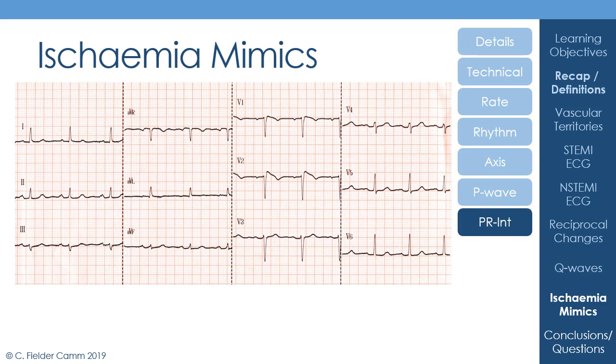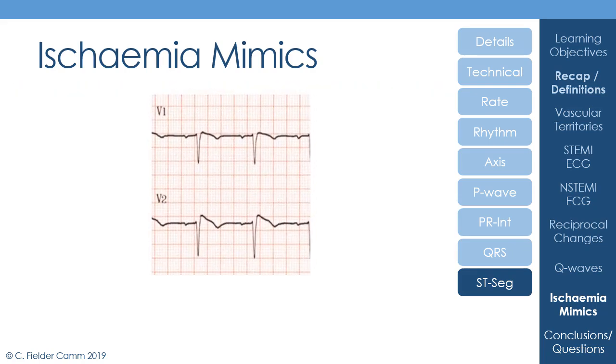PR interval appears to be probably at the upper limit of normal. It's about 200 milliseconds. The QRS complex is narrow, and the amplitude is not significant to suggest LV hypertrophy. But our ST segments look pretty weird, right? There's some pretty weird ST segments, particularly in V1 and V2. I'll make this a bit bigger for you.